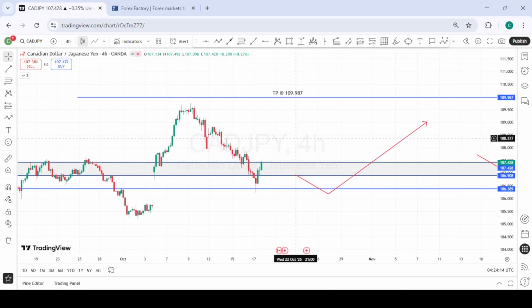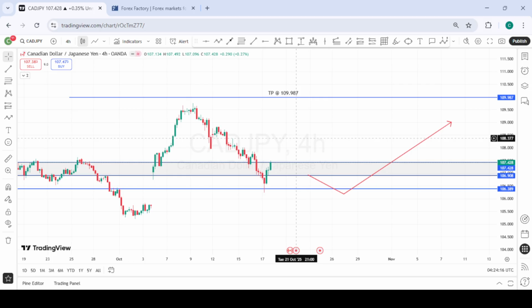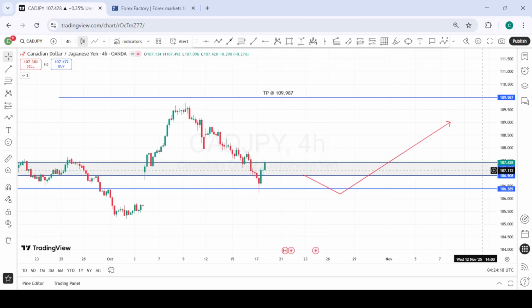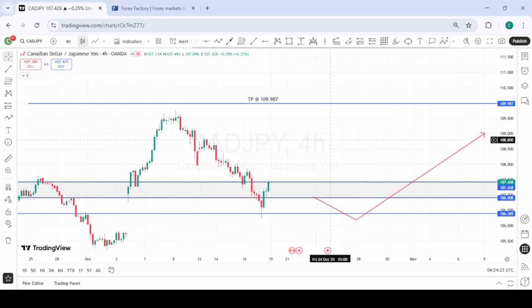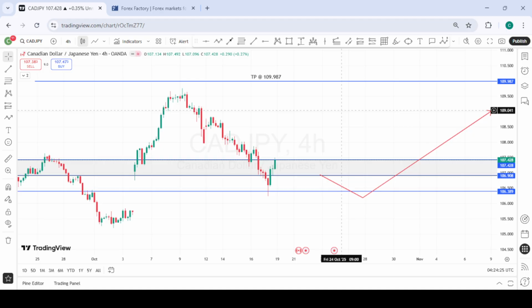So let's give this setup some time to develop, then we can decide on what position we should take on this trade. So we are also very bullish on CADJPY.